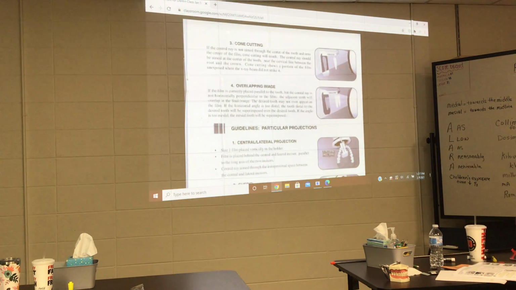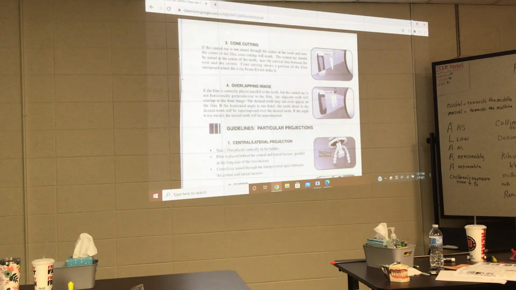So elongation is too flat, and this is too steep. Too flat and too steep. Okay, we clear on that?